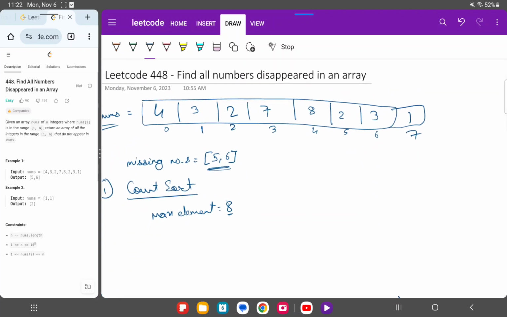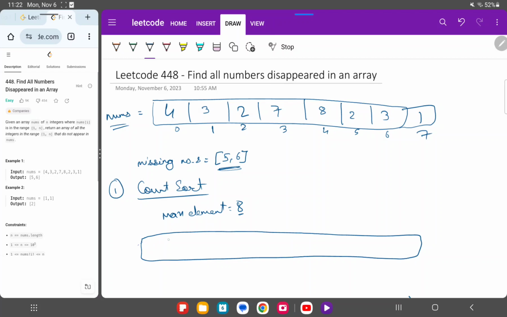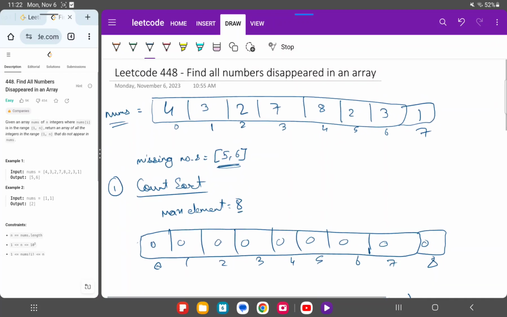So what is the maximum element in the array, which is 8? So we create a separate array as we do in count sort of length 8 plus 1. So basically the maximum index should be 8, 5, 6, 7 and 8. And initially all the values would be 0. So what is the count sort approach? Basically, whatever element that you get in the original array, go to that index in the count sort array and increment the value there by 1.